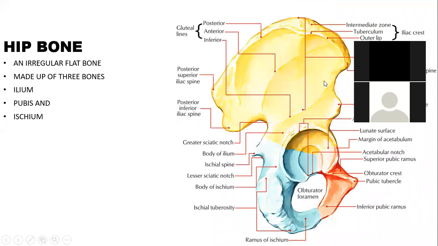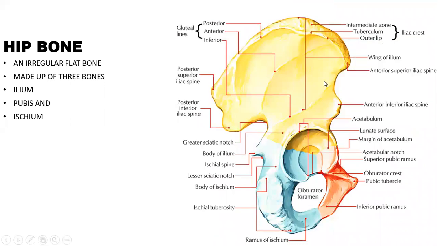So let's begin with the hip bone. The hip bone is made up of 3 bones. So you have the ilium, which is this bone here. You have the pubis, which is anterior. And you have the ischium, which is posterior and inferior. So these 3 bones unite, and when they unite, they form a cavity there. So that cavity is known as the acetabulum. So the acetabulum is formed by these 3 bones.